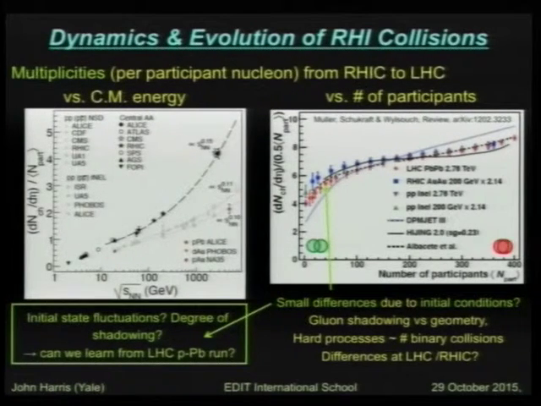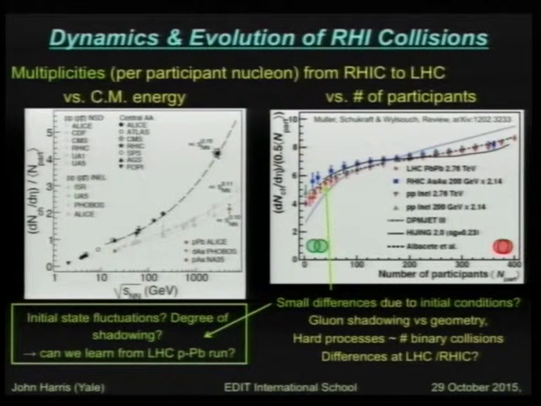And it could also be that somehow the initial state of the collision, whether it's the momentum fraction of the partons in the nucleons in the nucleus, or something else, is affecting this. So this is something that we might learn more about in the proton-lead data. But this is still something that's outstanding.